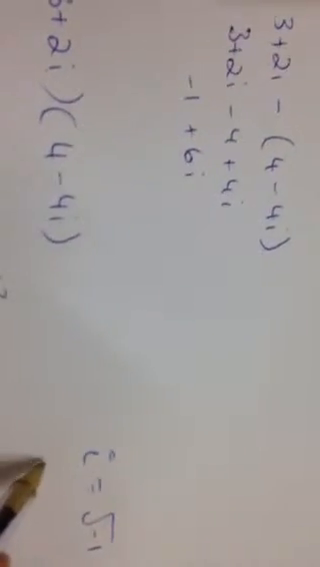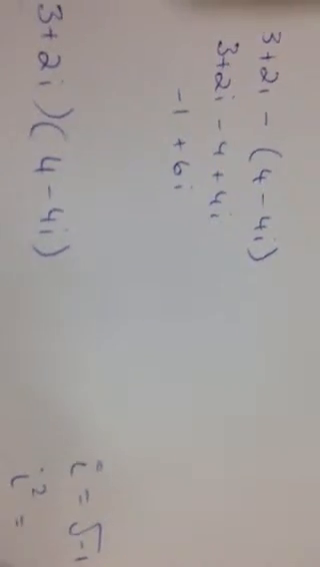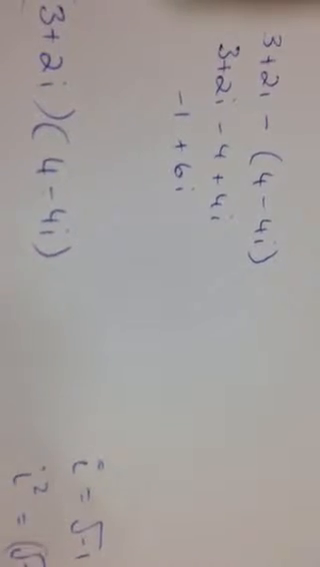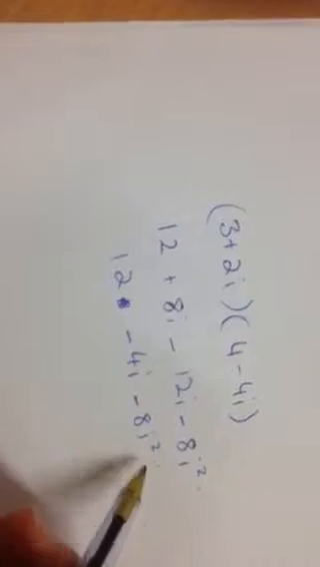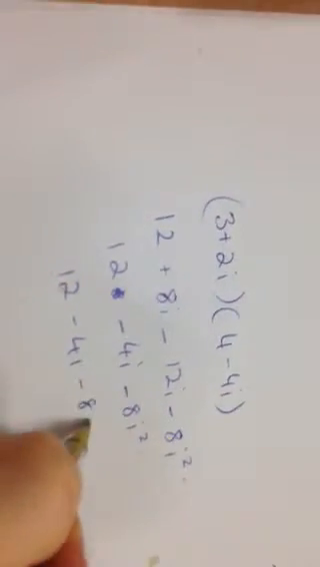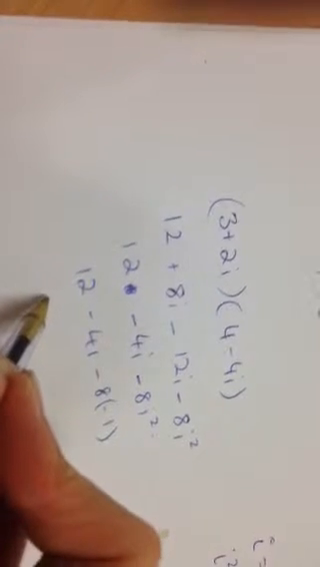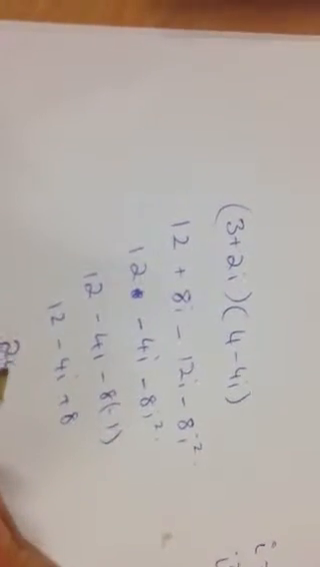Now if I take a look at i squared, well, i is the square root of minus 1. Therefore, if I square it, I get the square root of minus 1 squared, which is just minus 1. So anywhere I see an i squared, I can replace it with minus 1. And I end up with 12 minus 4i plus 8, which is 20 minus 4i.